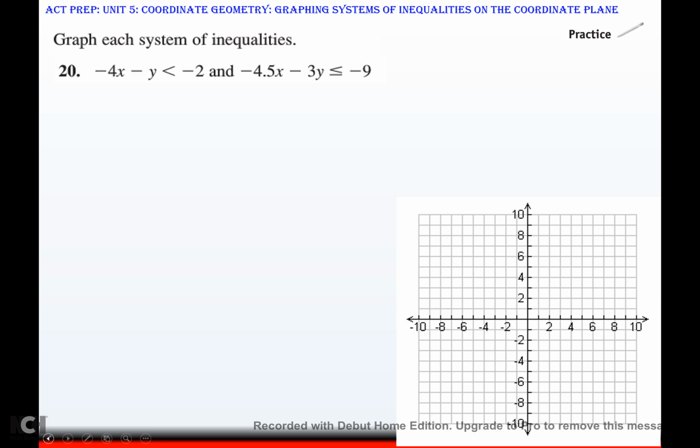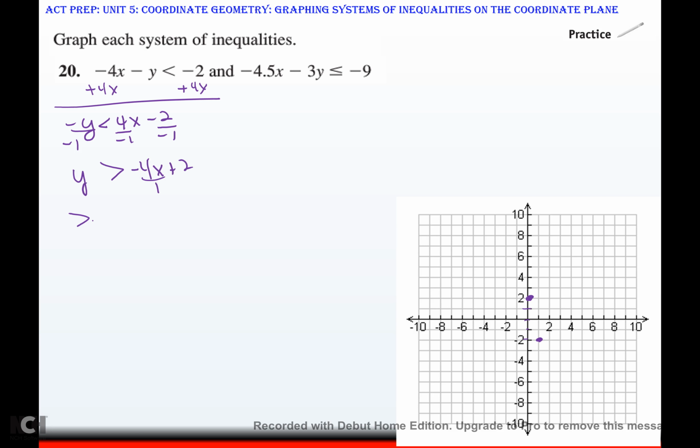All right, number 20. To get y alone, I'm going to add 4x. I get negative y is less than 4x minus 2. Divide by negative 1, by negative 1, by negative 1, which is going to flip my inequality and give me y is greater than negative 4x plus 2. So I'm going to start on the second floor. Monkey says go down 4 over 1. No bar means connect dotted.